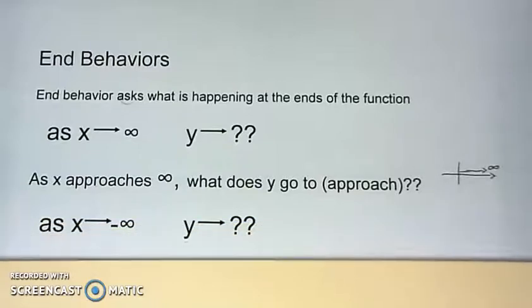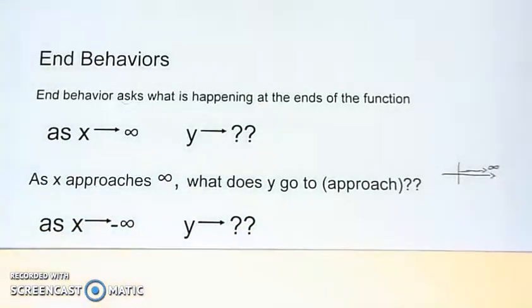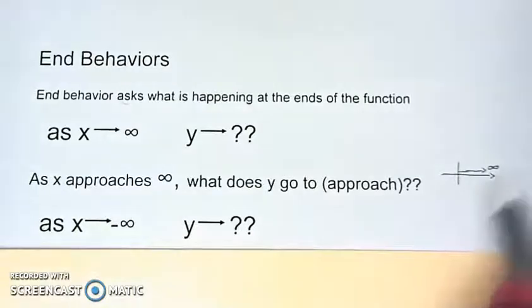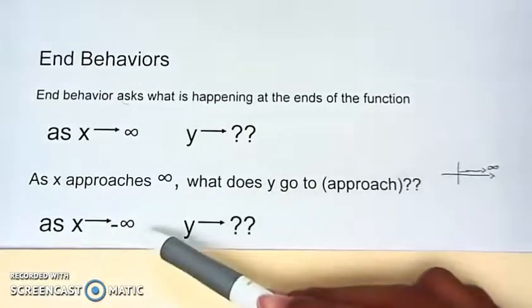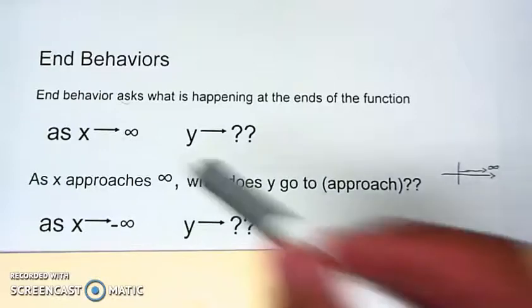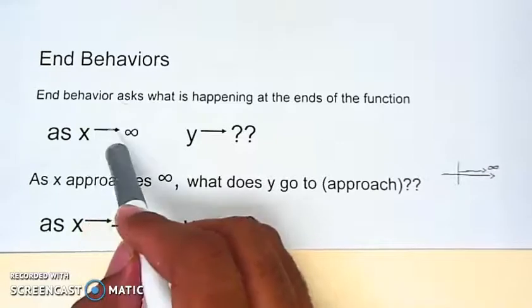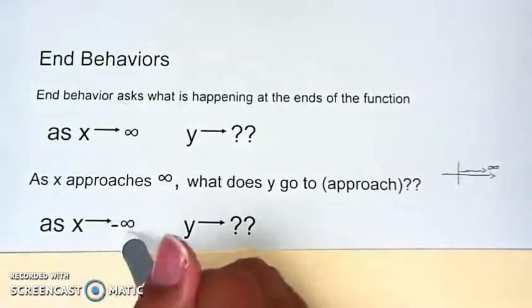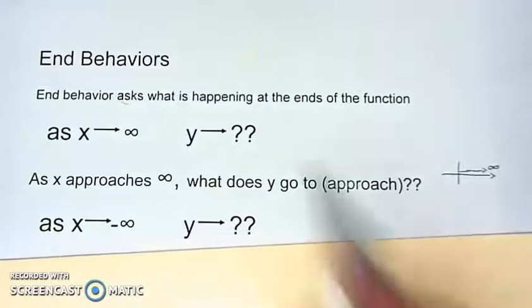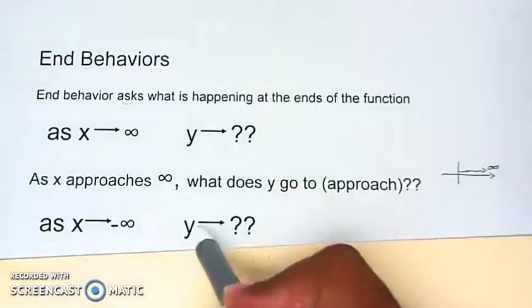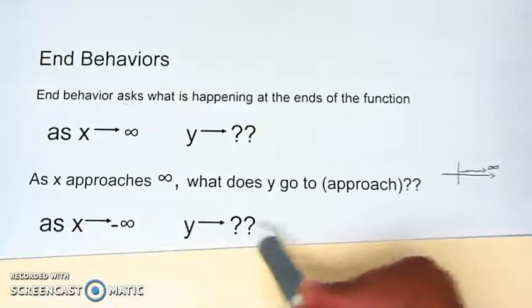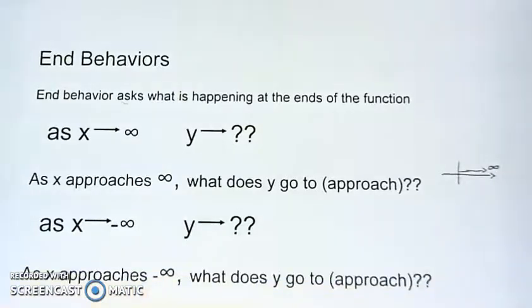All right. Then they're not only going to ask us what's happening when it goes to the right. They're also going to ask us as x approaches negative infinity. So again, the arrow means approaches. So as x approaches infinity, as x approaches negative infinity. As x approaches this number, y approaches this. That's what we're trying to find out. And that's what it says right there too in word form. As x approaches negative infinity, what does y go to? What does y approach? What number does it go to?